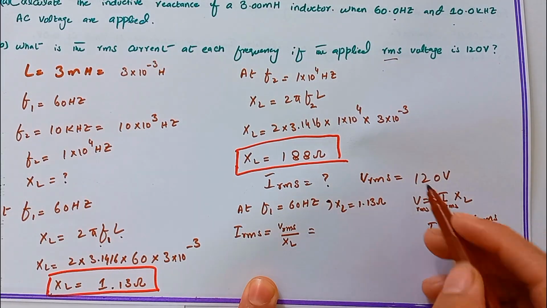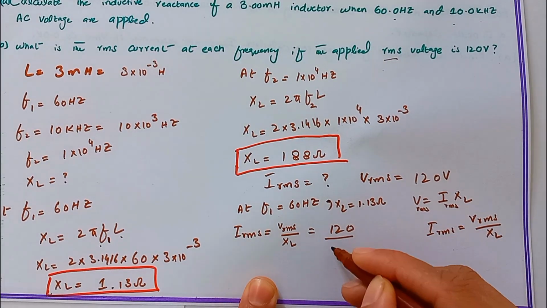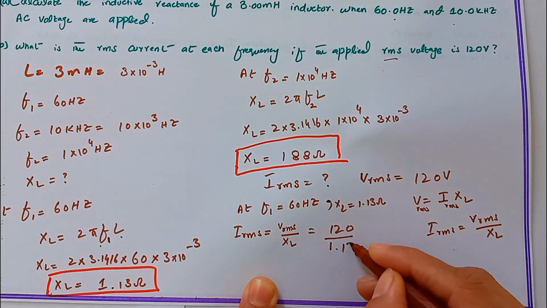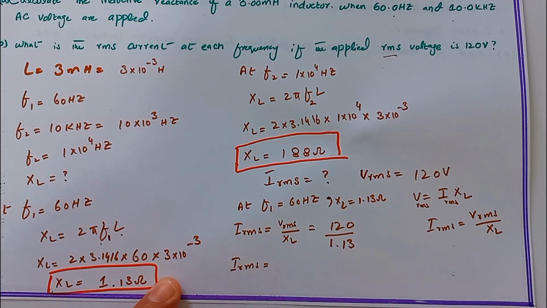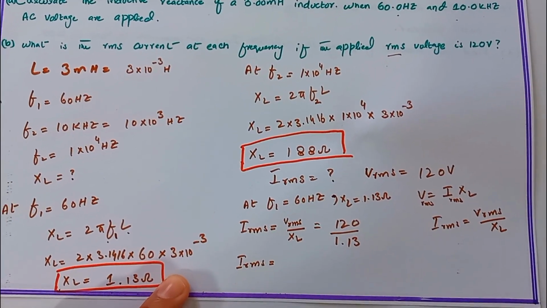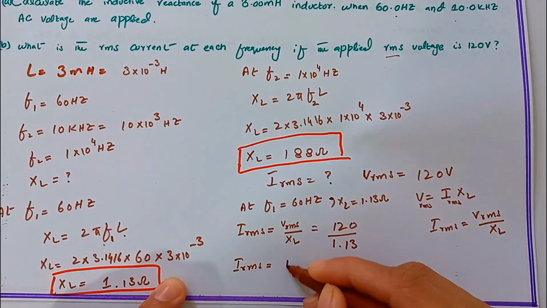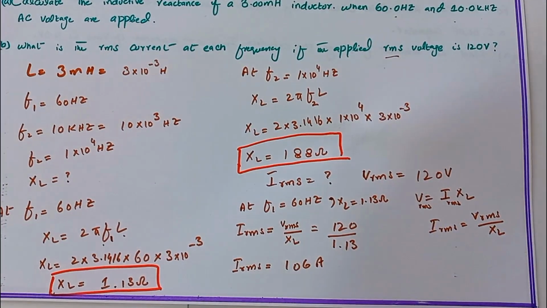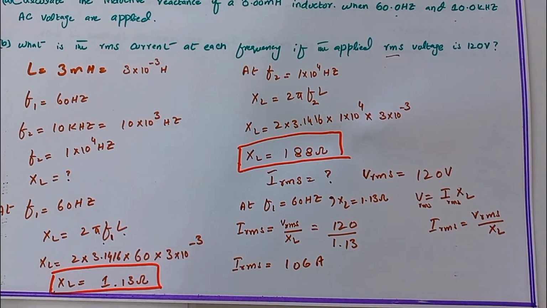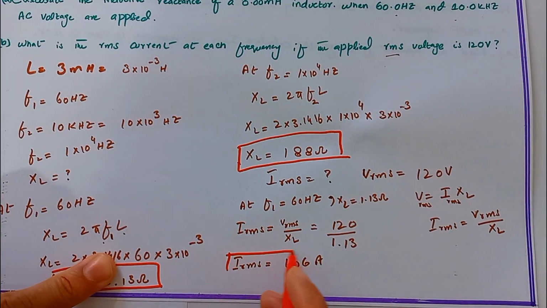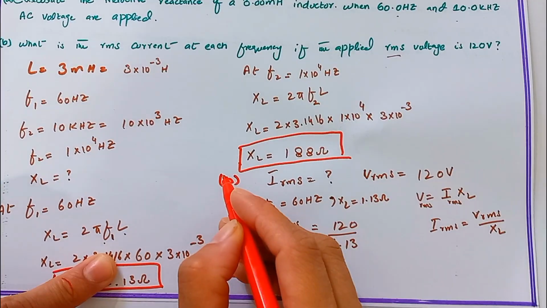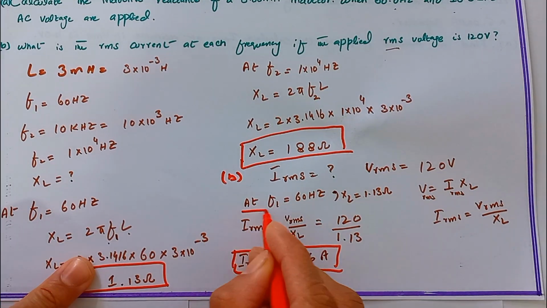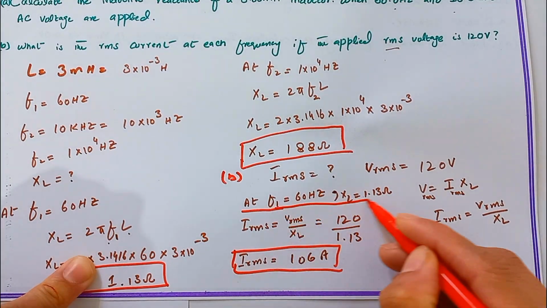So V r.m.s is 120 and XL at frequency 60 Hz is 1.13 ohm. Here we find the root mean square current at frequency F1 is 106 ampere. That is the root mean square current for part B at frequency F1 with inductive reactance XL.